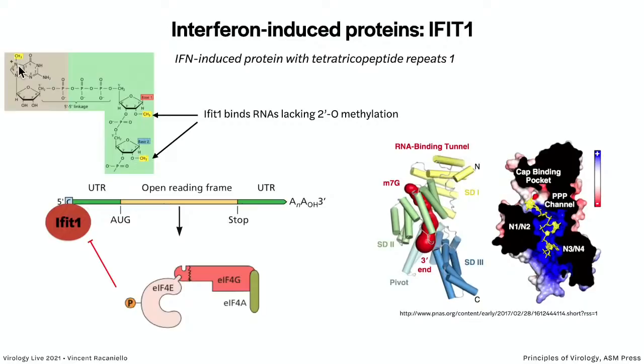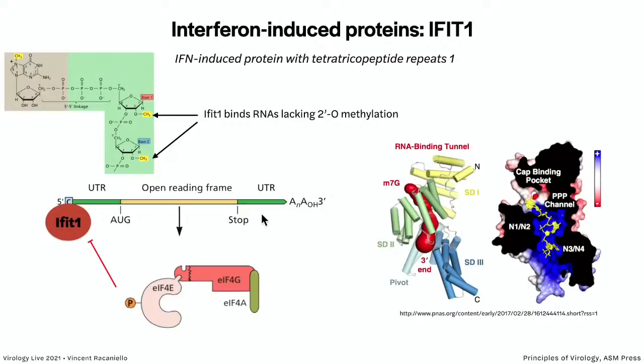IFIT recognizes and binds to RNAs lacking 2'O methyl. So here's an IFIT binding an mRNA that lacks 2'O methyl, and that binding will prevent the cap binding protein from binding to the cap, and therefore the ribosome will never come and this mRNA will never get translated. So the effect of IFIT is to block translation of certain RNAs.